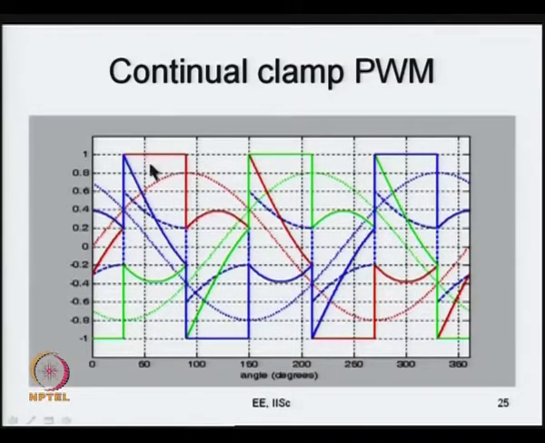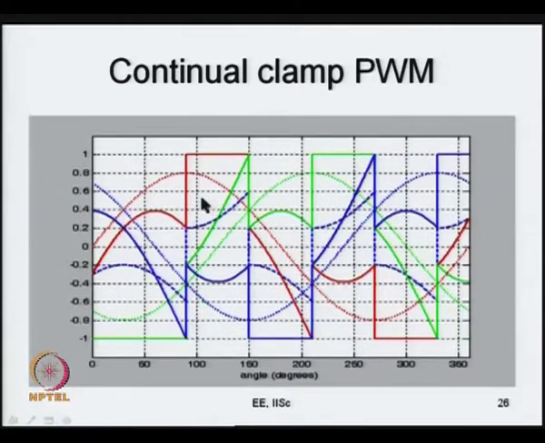So, this part can be clamped, here also it is clamped for 60 degree duration, continually you are clamping now. So, if the phase is leading, in case the phase is lagging, you can clamp like this, where you can see that in this case the R phase is clamped between 90 degree and 150 degree. So, this is another example of what we call as continual clamp PWM.